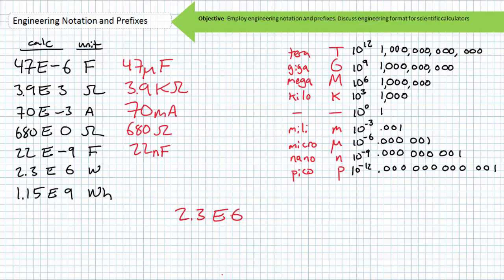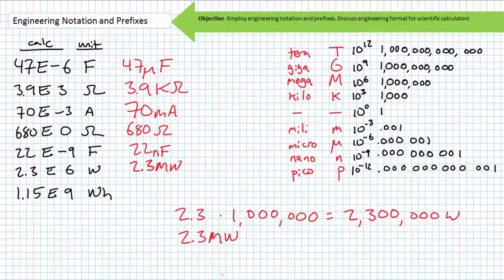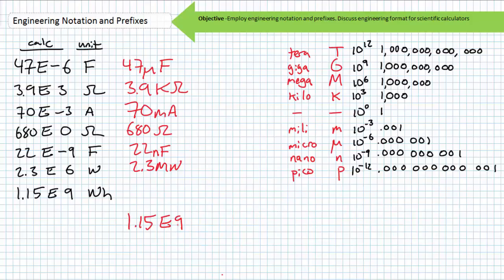2.3e6 means take 2.3 and multiply it by 10 raised to the 6th. 10 raised to the 6th is a million. 2.3 times a million is 2,300,000 watts. Using engineering prefixes, we could say that the power of 6 can be better represented using the mega prefix, where this is 2.3 megawatts. Finally, 1.15e9 means take 1.15 times 10 raised to the ninth.